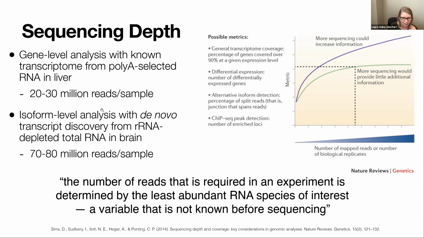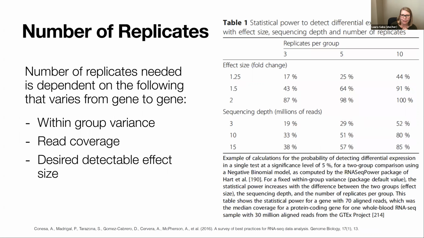So the quote from the paper is, "The number of reads that's required in an experiment is determined by the least abundant RNA species of interest." And so obviously we don't know what our RNA species of interest is before doing the experiment. So the same thing is true about the number of replicates. Again, power is a little bit more difficult because not only do you have read coverage contributing to it, but you also have differences in within group variances and the desired detectable effect.